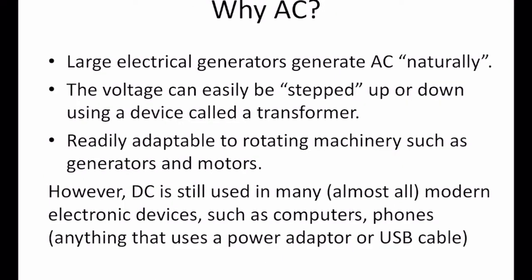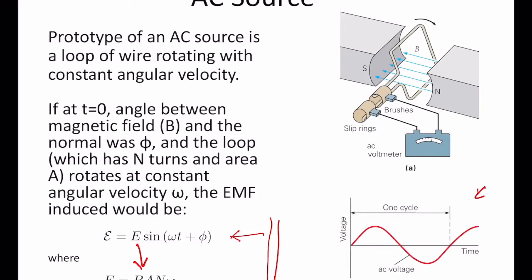The next thing that we're going to talk about is, this kind of source is called an AC source. What is the advantage of an AC source? Well, it turns out that large electrical generators are much better suited to generating AC rather than DC. Because going back to this example, you can see that you can produce an AC if you rotate a loop through a magnetic field, right?